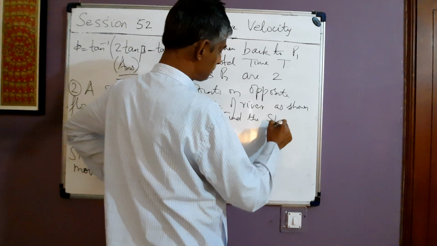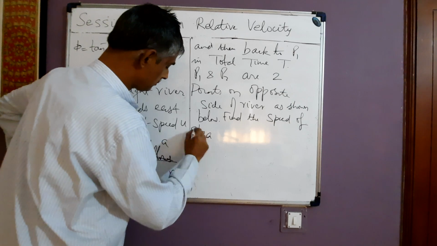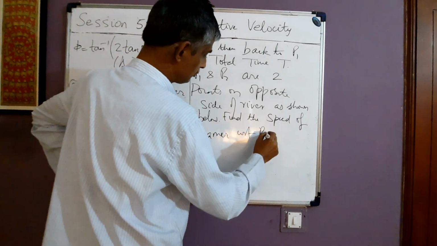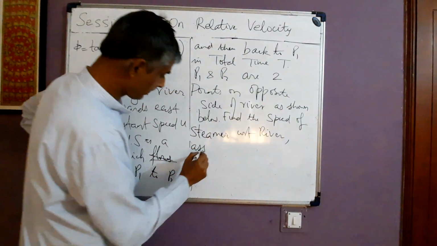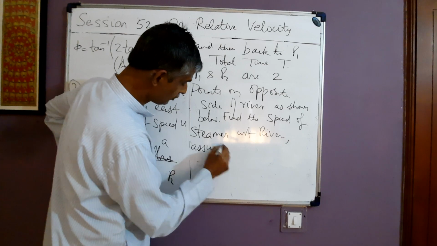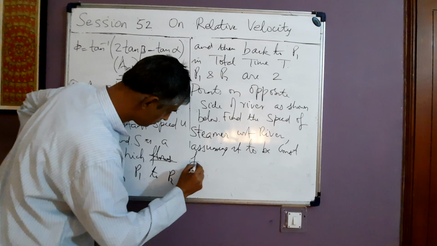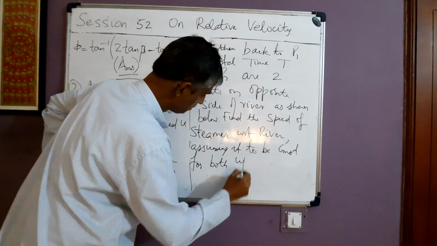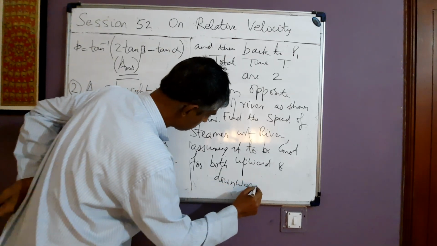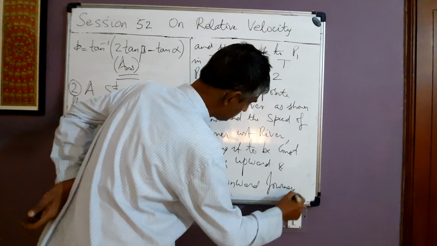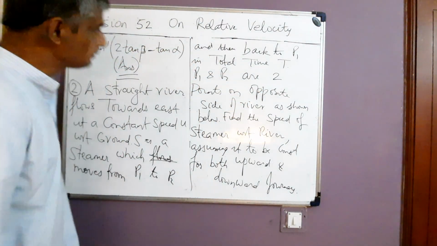Find the speed of the steamer with respect to the river, assuming it to be constant for both the upward and downward journey. And one more thing is given: P1 and P2 are separated by distance L. This I have, okay.